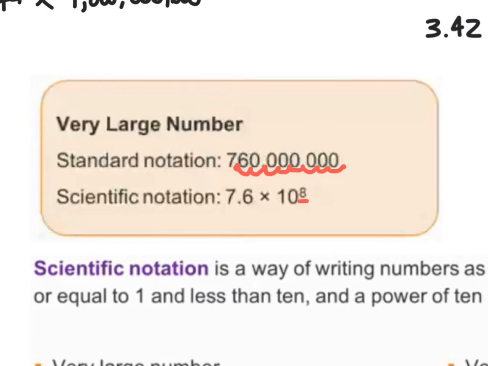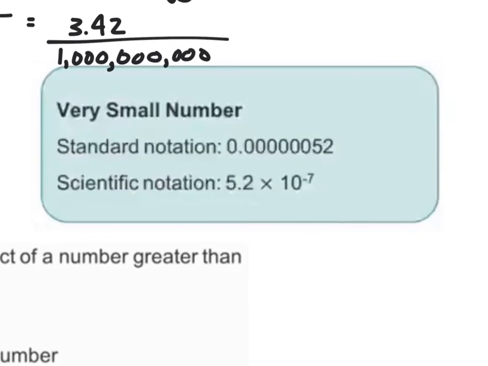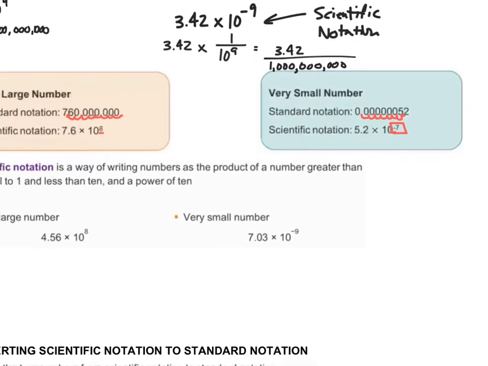Now, if I go over and take a look at a very, very small number, notice how my decimal place is right here at 5.2. So what I end up getting is this. If I move my decimal place to the right, 1, 2, 3, 4, 5, 6, 7, notice how we have negative 7.